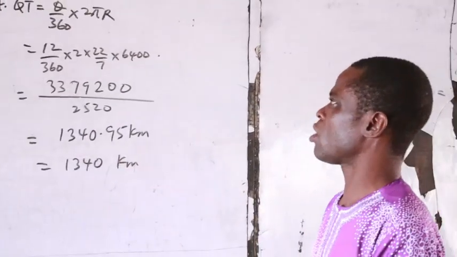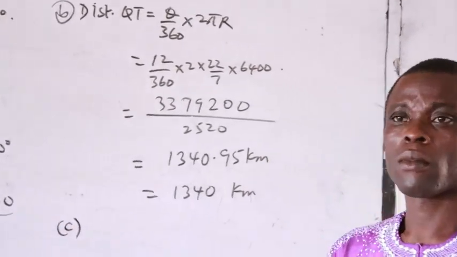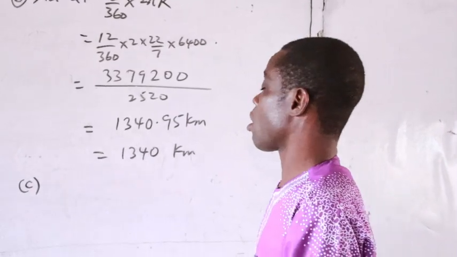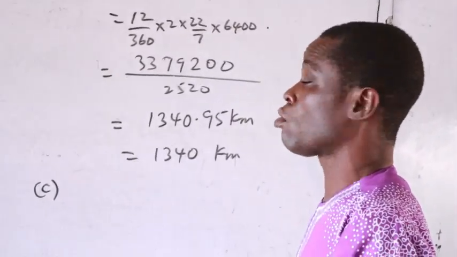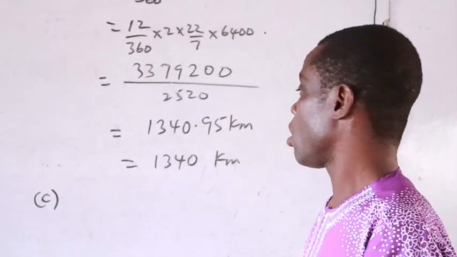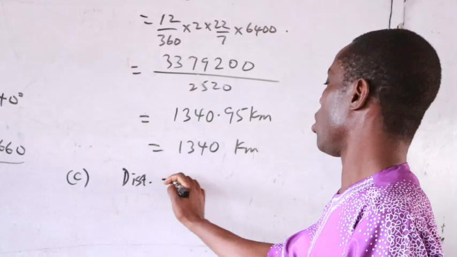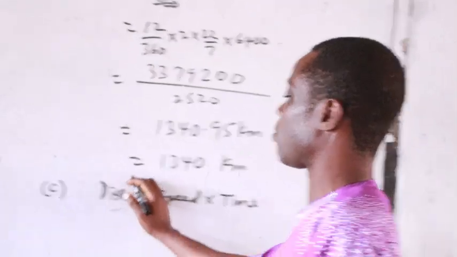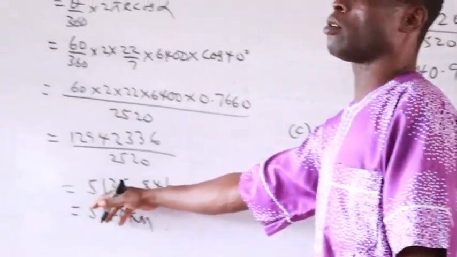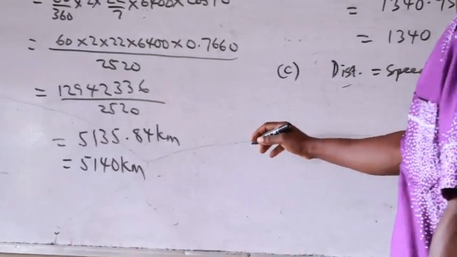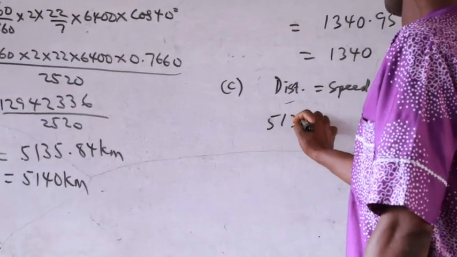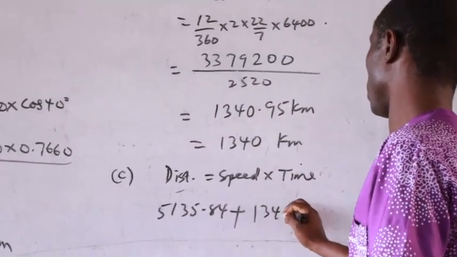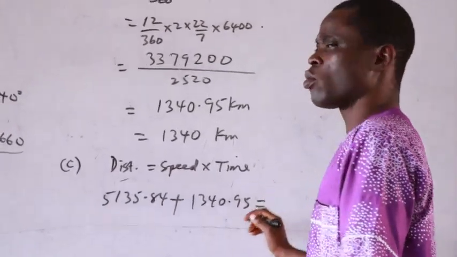Okay. Now what's the last question? The average speed at which the aeroplane flies from P to T via Q if the journey takes 2 hours. Distance equals speed times time. Now the total distance here is going to be the distance of this one. I can use the approximated value: 5135.84 plus this one too, 1340.95, equals what we are looking for, the average speed, right?